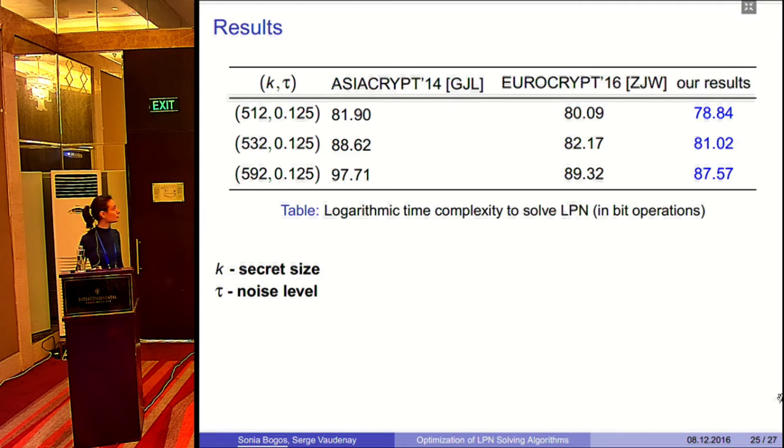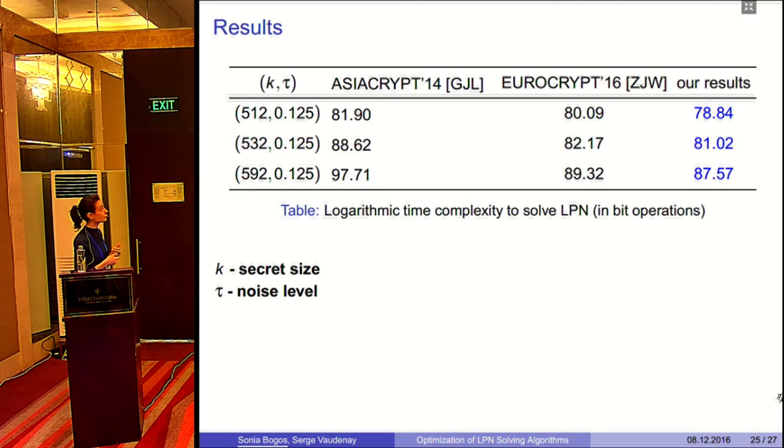Here, I show you a comparison between the previous results and our current work. So the results of Gu and others from AsiaCrypt 2014, and the results of Zhang and others from EuroCrypt 2016. And for the instances that we give here, we say what is the secret size, and also we say what's the noise level. We can see that we perform better, but I have to make a specification here.